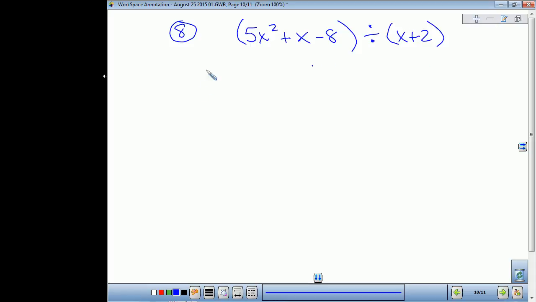All right, what goes on the table, guys? Negative 2. Okay? And then when I pull off my coefficients and my constants, what do I have here? 5, 1, negative 8. Okay, the only reason I can do this is because my divisor is a linear binomial with a leading coefficient of 1. All right, I bring down the first one.